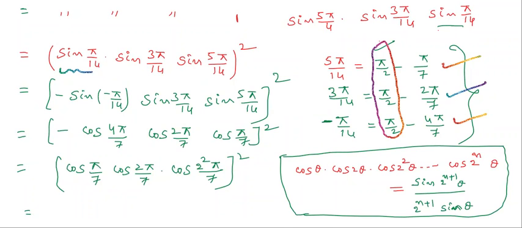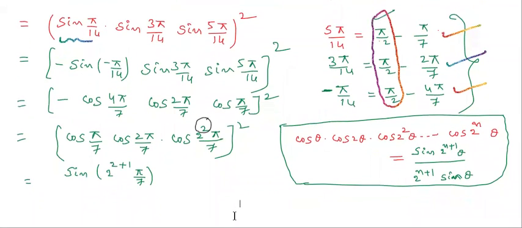Students, observe that what is the n value? n means number of terms. Or observe that here 2 square is there, 2 square. This is the n value. Yes or no? Substitute now. Sine 2 power n plus 1 theta. Theta means the small angle, that is pi by 7. Okay. In the denominator, what we can write? Tell me. Divided by 2 power 2 plus 1 into sine pi by 7.